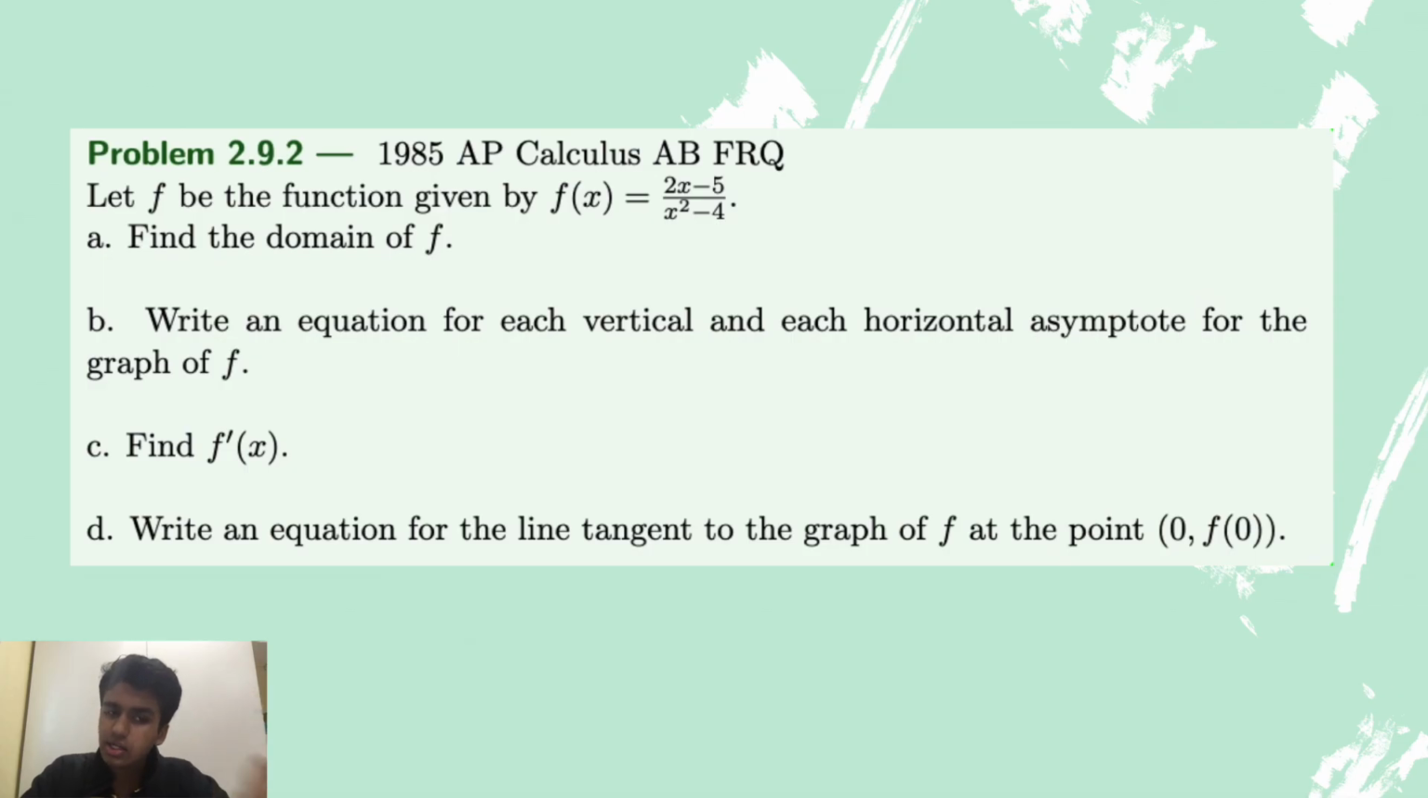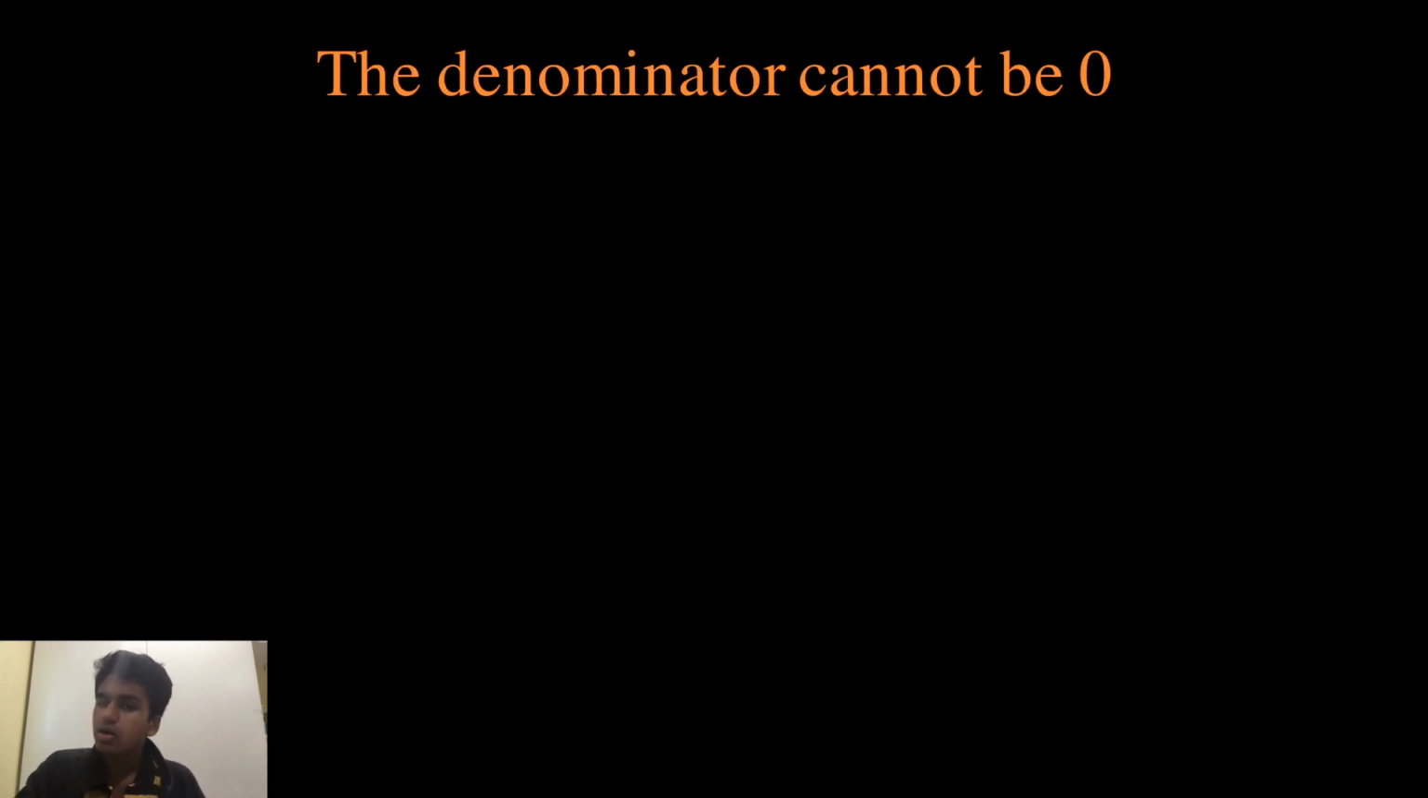Now, this is another free response question from an actual AP exam, so please pause the video and try it on your own. So in part A, we want to find the domain. So clearly, the denominator cannot be 0, which means x cannot be negative 2 or positive 2. So the domain is basically all values of x except negative 2 and positive 2.